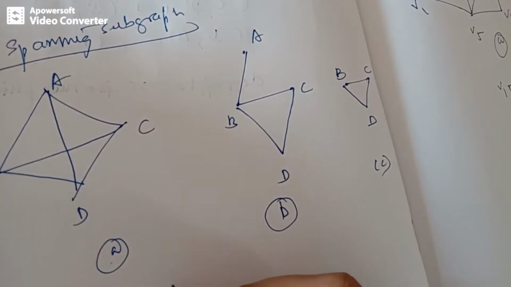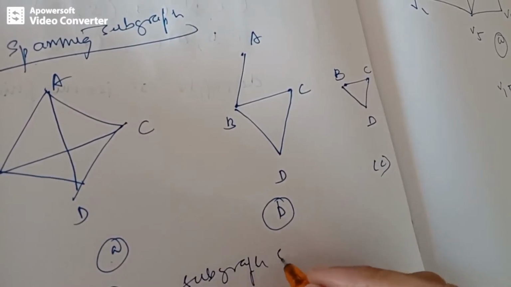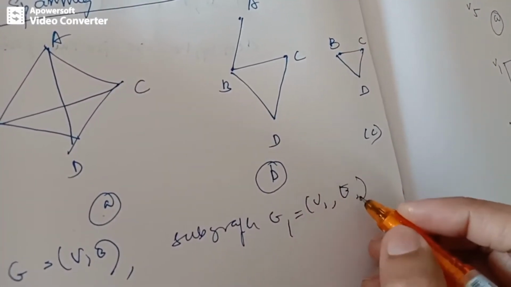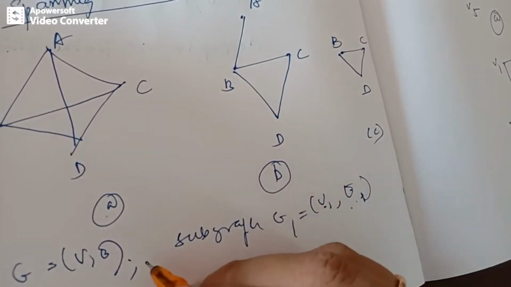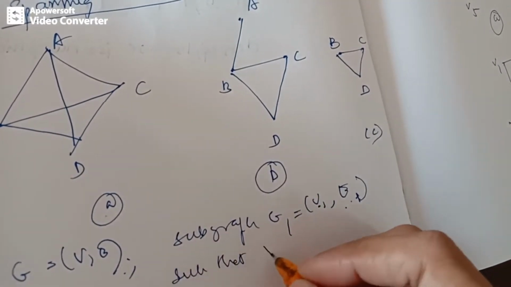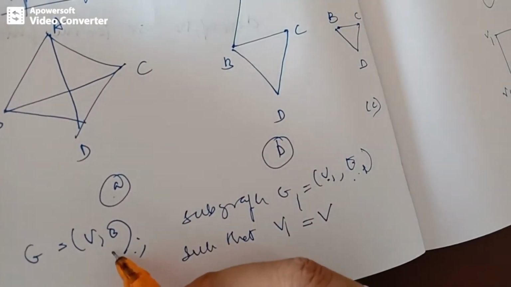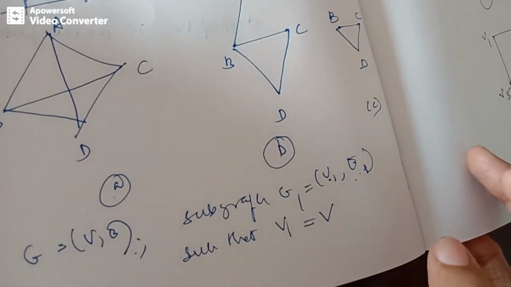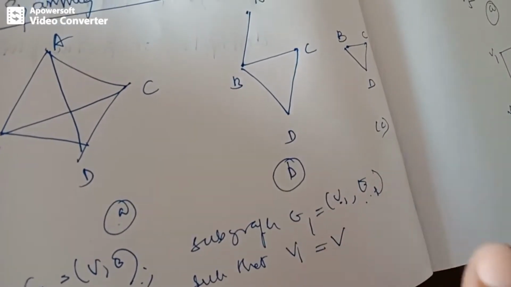So I will repeat, given the graph G is equal to V comma E, if there is a subgraph G1 which consists of the same number of vertices as that in G, and such that V1 is equal to V, all the vertices in G1 are there in G, then it is called a spanning subgraph of G. So in the spanning subgraph, all the vertices must be there.